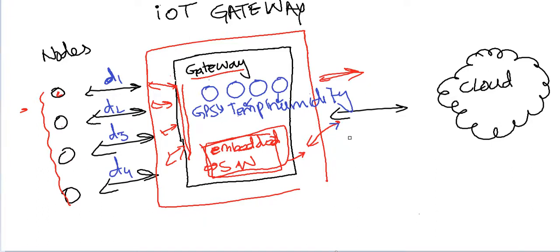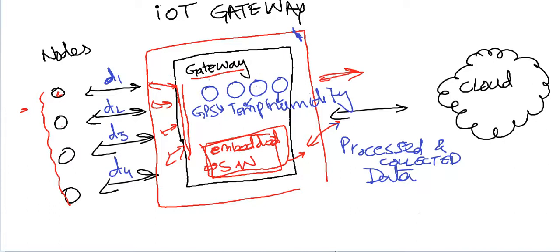Yeah, so this is our processed data, that is the output. Processed data, processed and collected. Collected data that is going to our cloud.